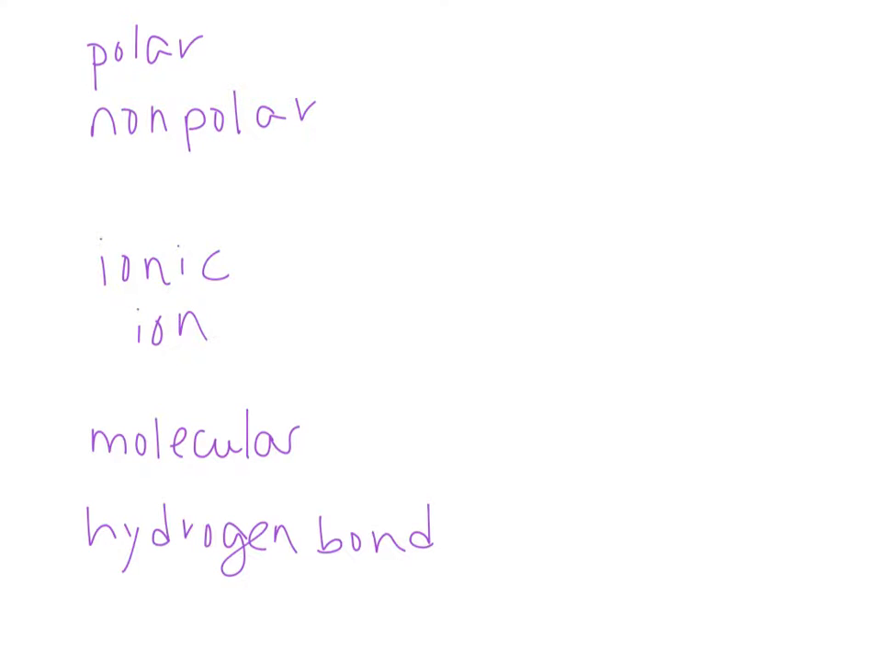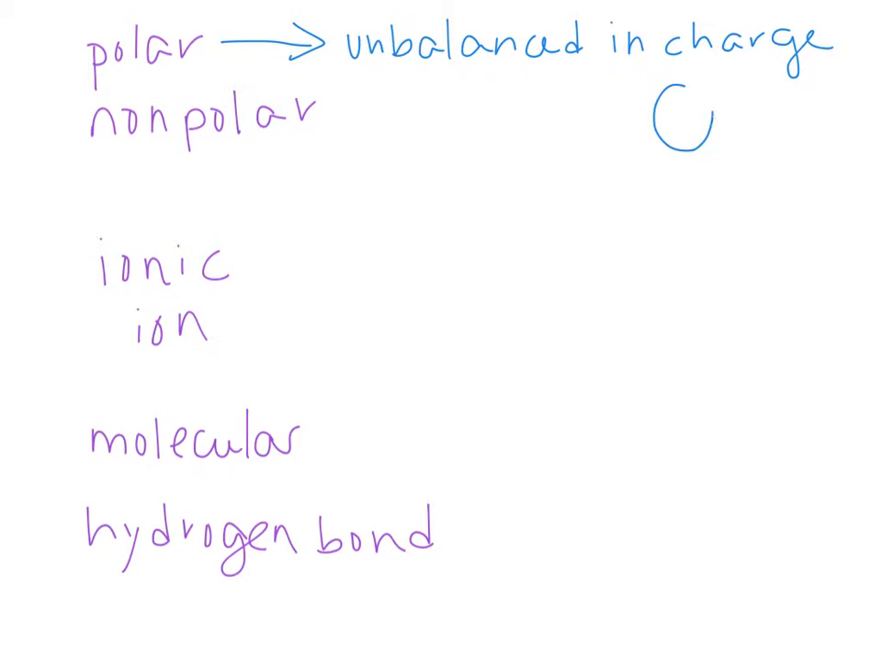We're going to talk about a few definitions. A polar substance is something that is unbalanced in charge. An example of that would be a water molecule. I'm going to draw a little water molecule here. We have oxygen, and these are the hydrogens.